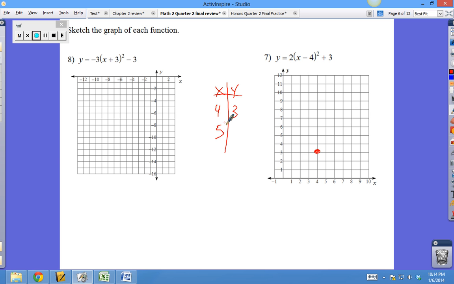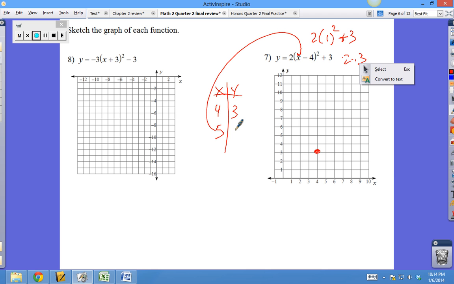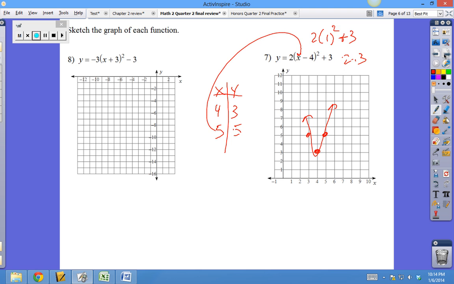Try a dot after it or before, and I'm going to try 5. 5 right there. 5 take away 4 is 1. 2 times parentheses 1 squared plus 3. Exponents next. 1 squared is 1. 2 times 1 is 2. 2 plus 3 is 5. So 5 is going to give me a 5. Over 5 up 5. Over 3 up 5. Done. So not too bad.